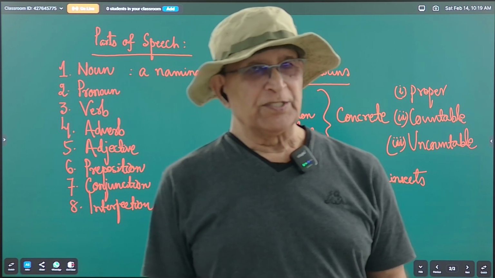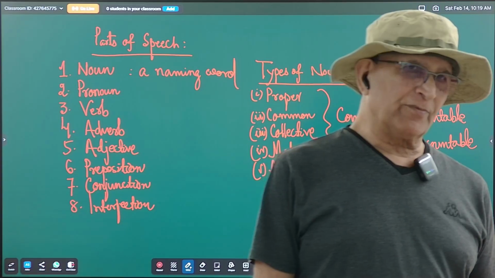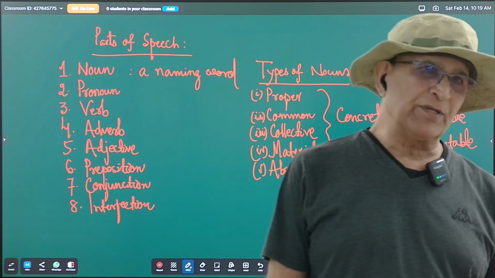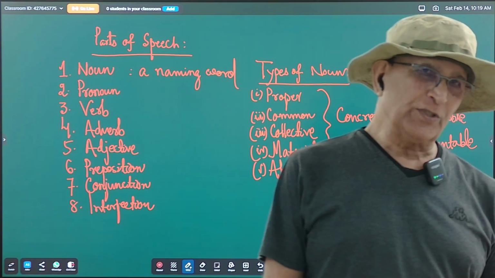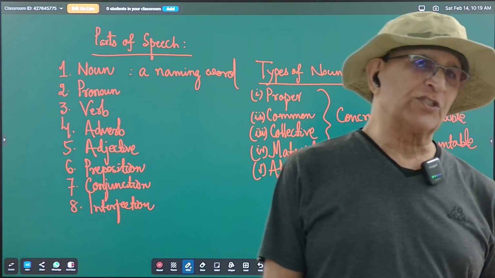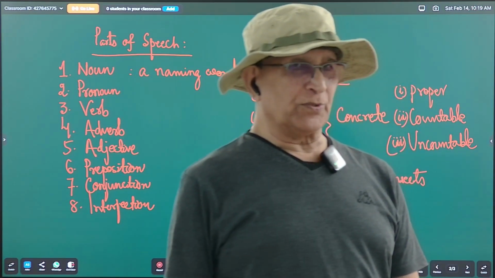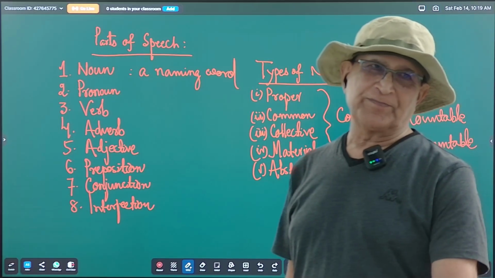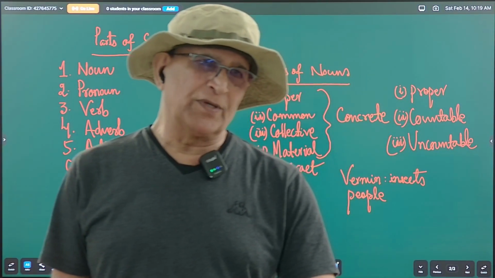So the behavior of nouns, especially with reference to countable and uncountable nouns, is very peculiar, and you have to understand them in detail. Which nouns are used in which manner, in which way. I hope you understood this because noun is all about this. Some nouns are always used as plural.